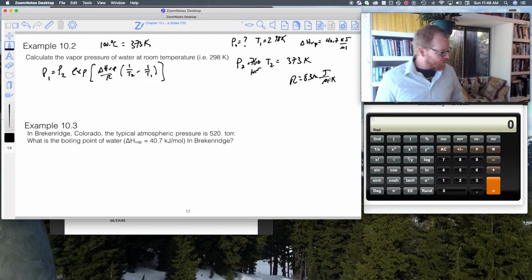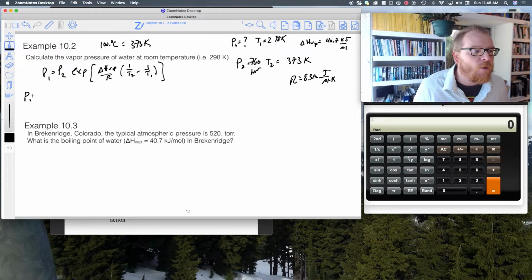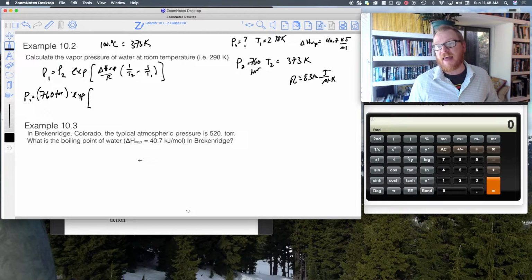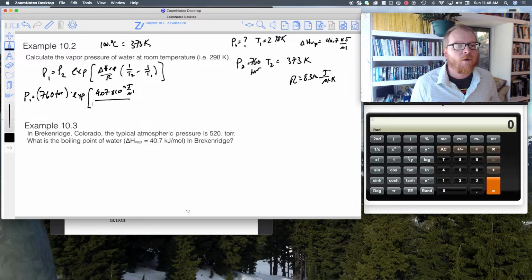Okay, so now I'm going to set up this equation, and I'm going to say P1 equals 760 torr times this exponential of all this stuff. So 40.7 kilojoules per mole, I have to make that joules, not kilojoules. So that's going to be 4.07 times 10 to the 4th joule per mole divided by 8.314 joule per mole per K. So that's delta H divided by R.